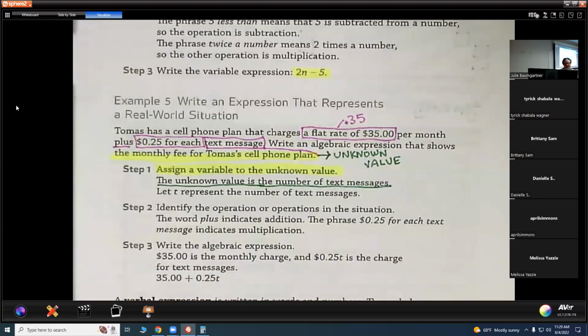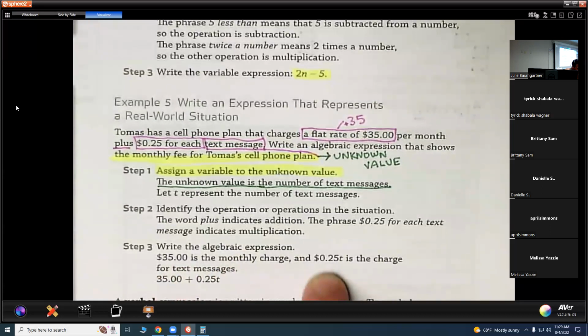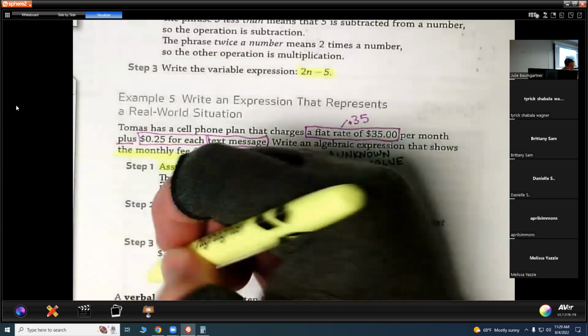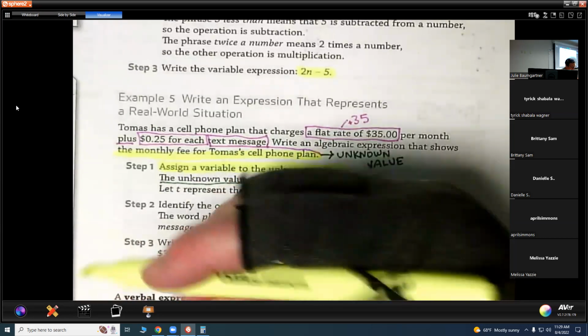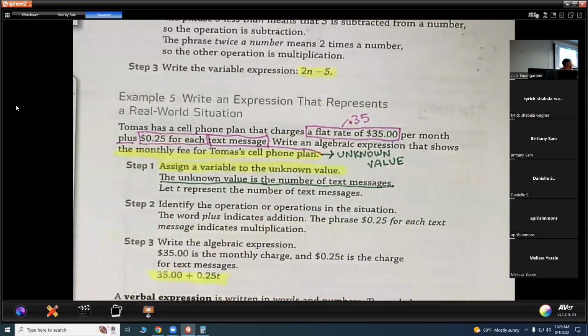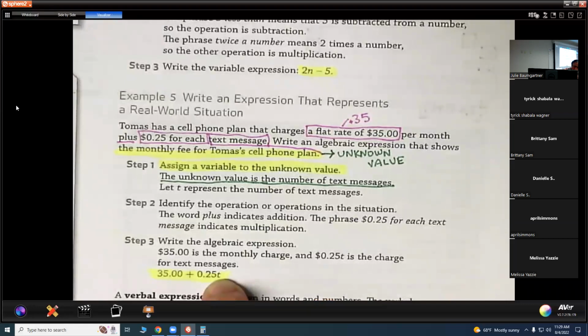If it's 3 pounds for $1 and I have 5 pounds, then it's going to be like $2.50. Okay. Then we write the algebraic expression. $35 is the monthly charge and 25 cents per text message is the charge. So the expression ends up being 35 plus 0.25t. So then each month, all that Tomas would need to do is insert however many texts he sent to figure out his phone bill.